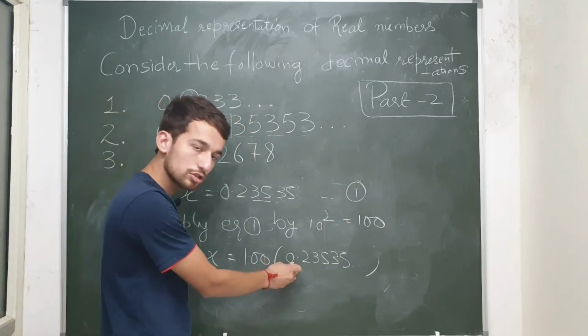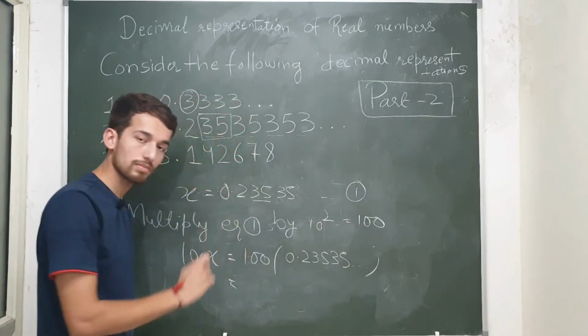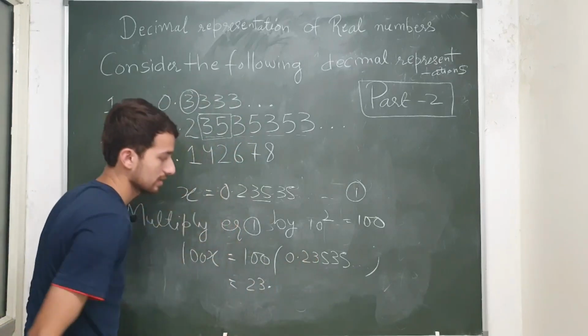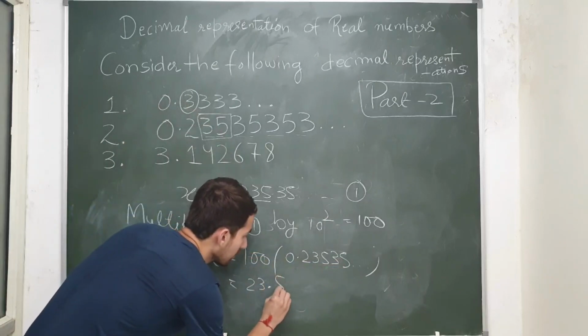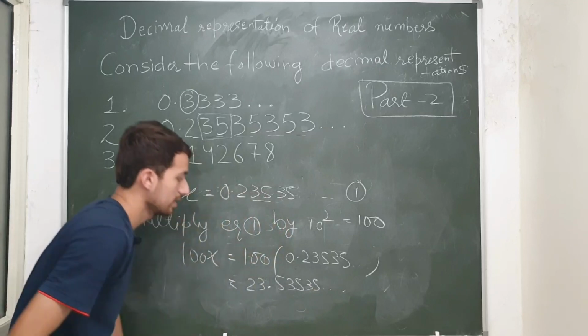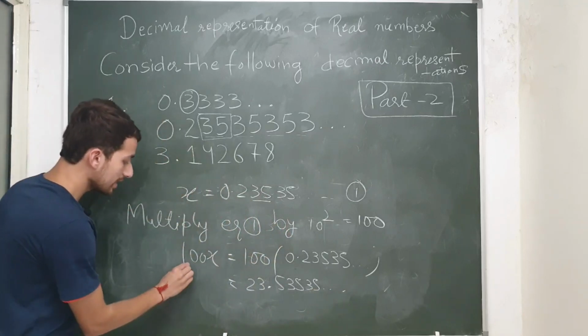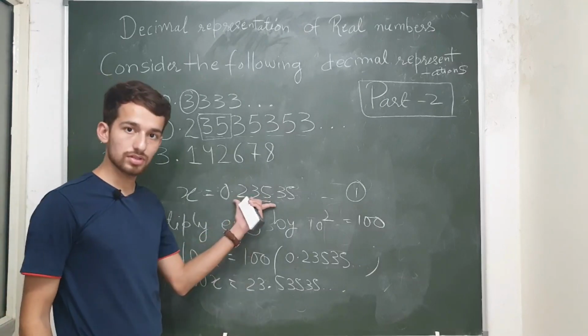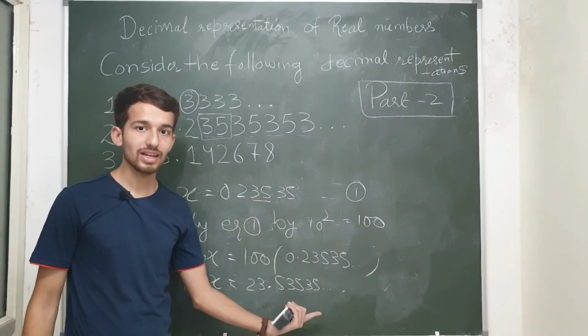Now the decimal will shift 2 places to the right because we are multiplying by 100. So what are we going to get? 23.535355 like this. Now what we are interested in is to get this on the right hand side of the last equation.